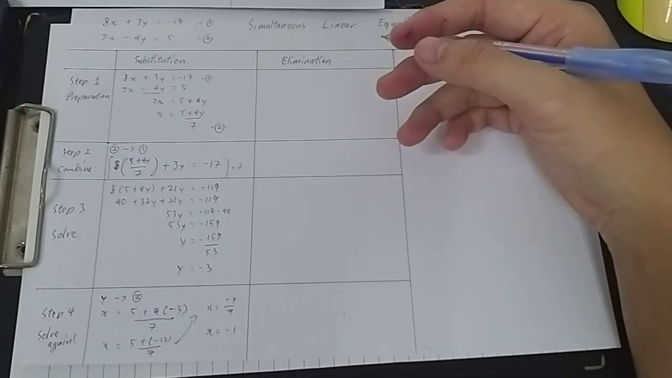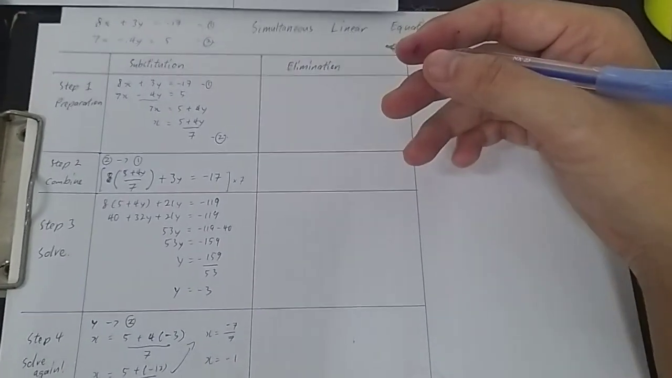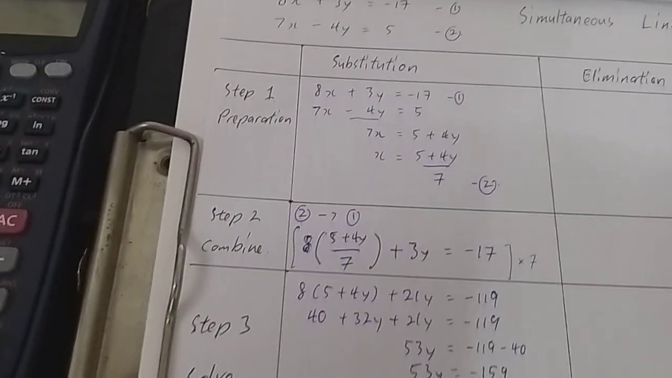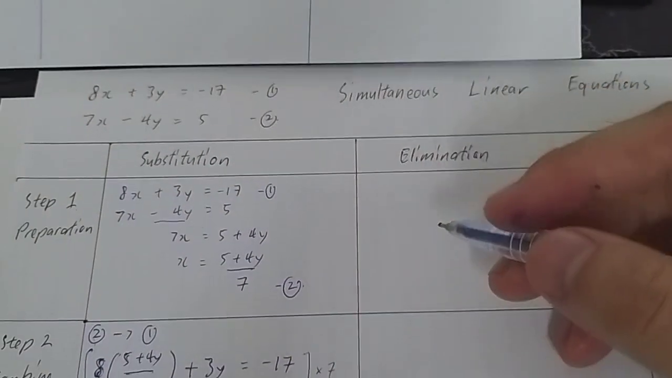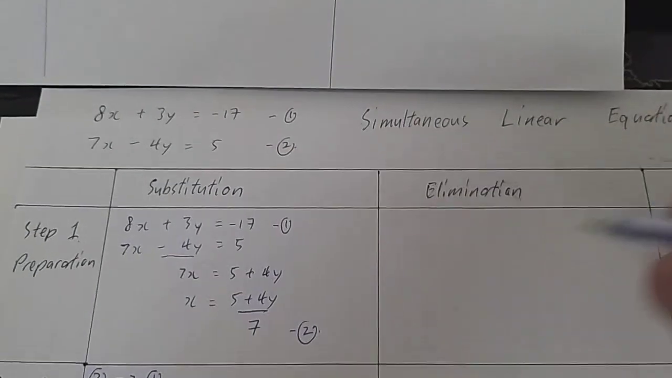Alright, welcome back. Now we're going to do a summary about elimination. Previously we have done substitution. We also have the same 4 steps: preparation, combine, solve, and solve again. So for elimination, the preparation part, how do we do it?